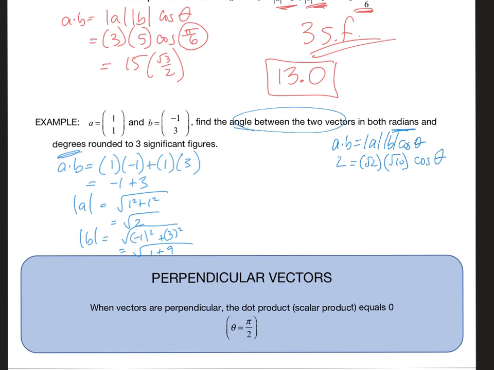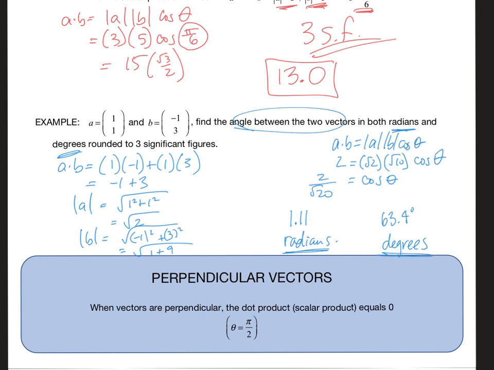And this should be enough to plug into my calculator. I'm going to isolate the cosine, which will be 2 over rad 20. Now, when you put this in your calculator, I don't really care which one you do first, just make sure you do both. In radians, if you plug that in and round to 3 significant figures, it's 1.11. If you change your calculator to degrees and do that same calculation, you should get 63.4 degrees.